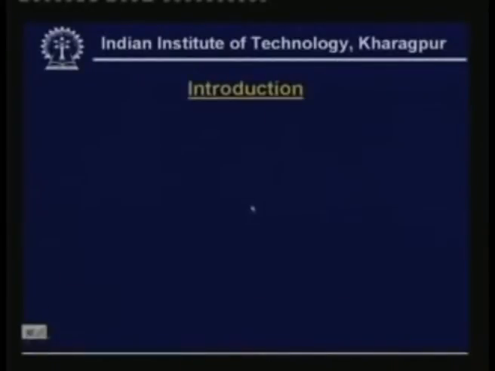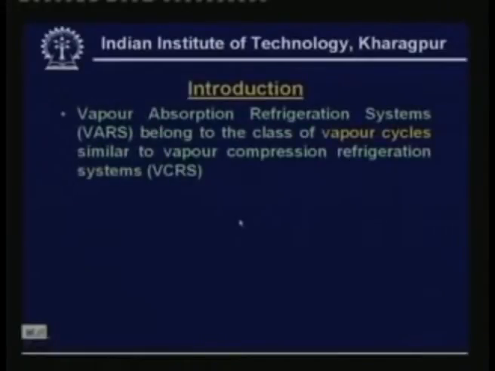Let me give a brief introduction. Vapor absorption refrigeration systems belong to the class of vapor cycle similar to vapor compression refrigeration systems. That means they are just like vapor compression systems, these are also vapor cycles. That means, as I have already explained, the working fluid undergoes a phase change during the cycle. So they are vapor cycles like compression systems, but there is one major difference between absorption systems and compression systems.